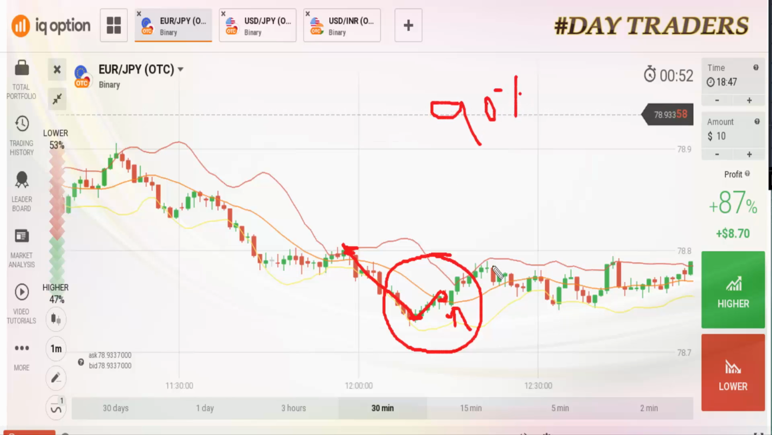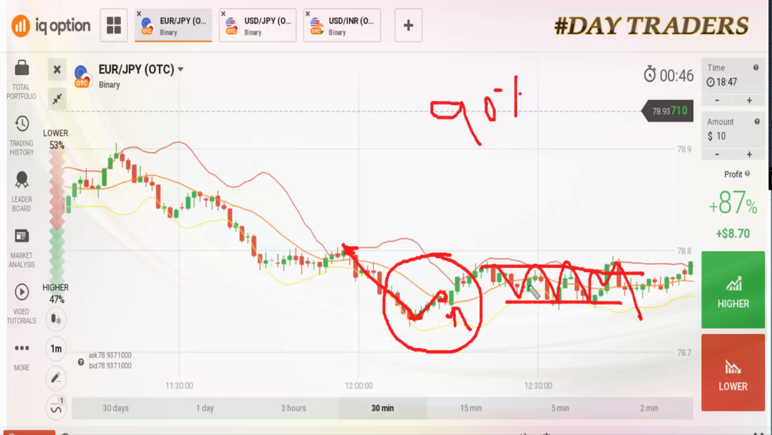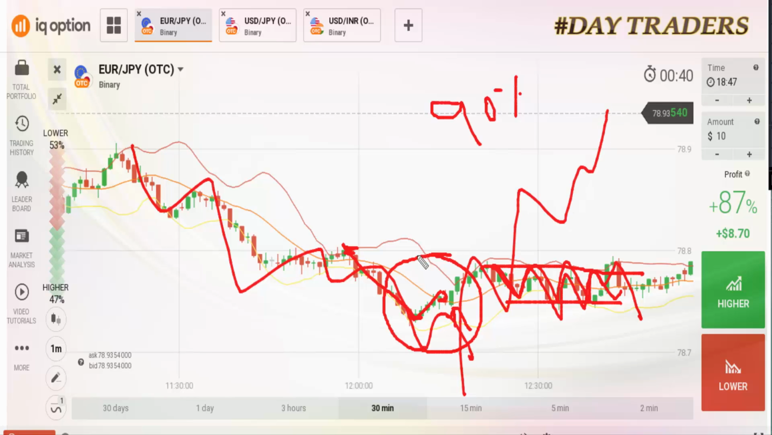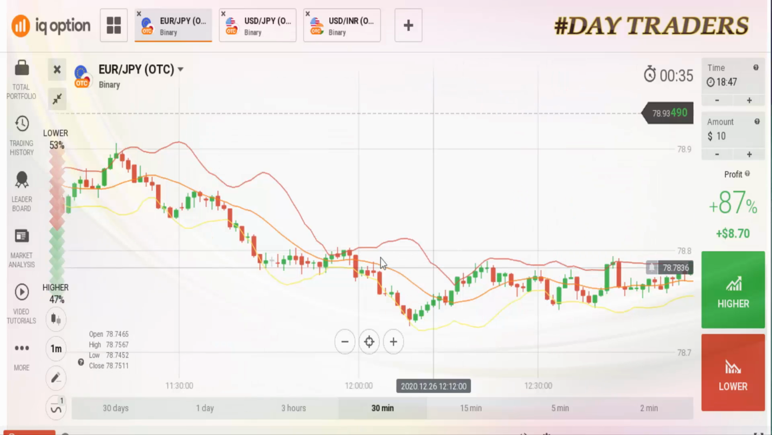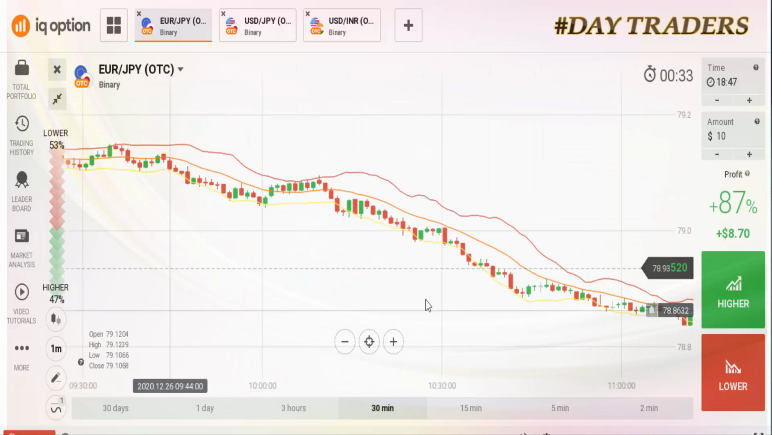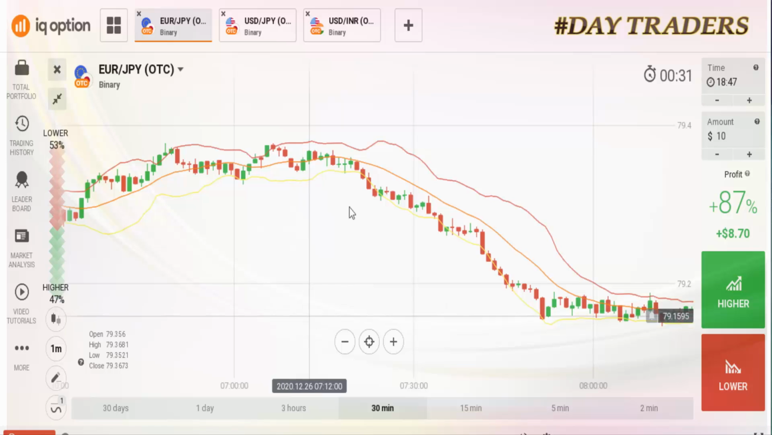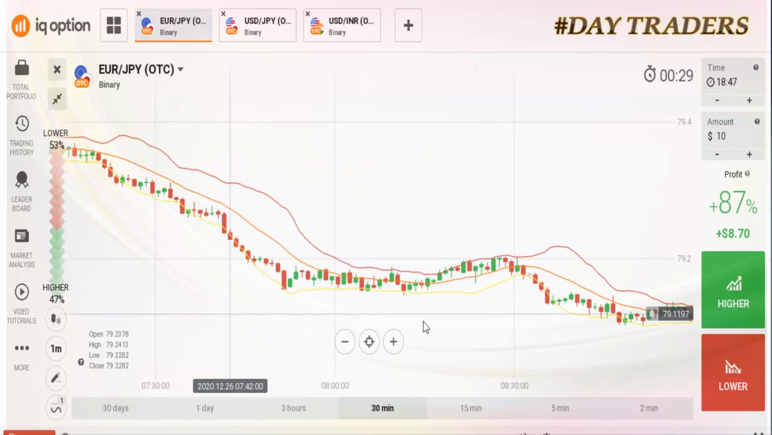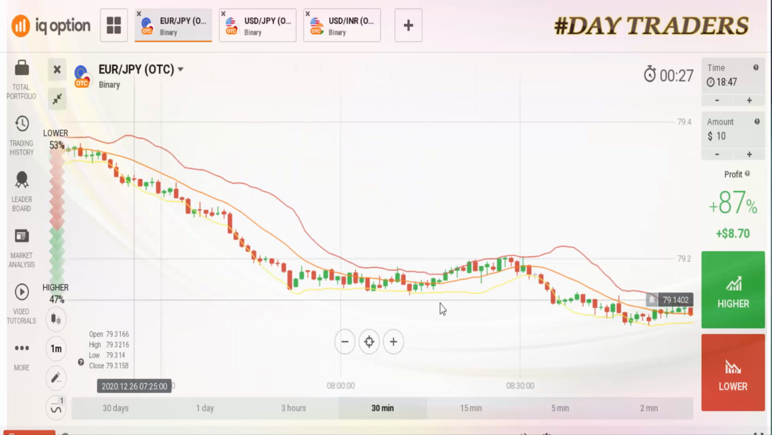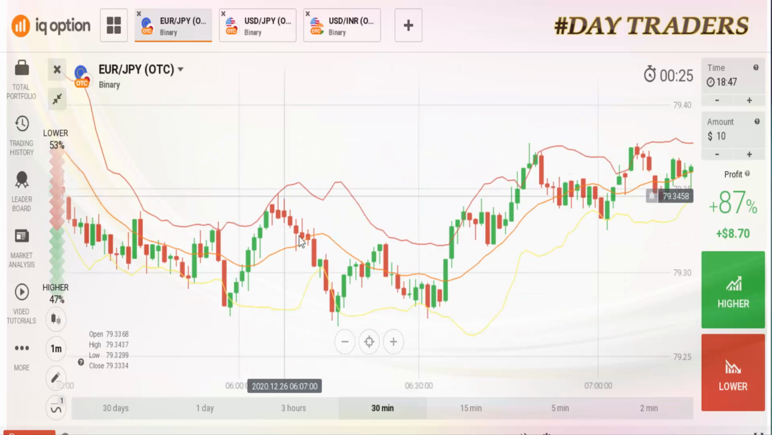Now this type of market, what is this? Don't use this ranging market. Okay, this type of ranging market is not working. After this, a downtrend market or uptrend market gives a good winning ratio. Okay, let's see, this is a downtrend market, this is a ranging market. Okay, don't use the ranging market, and this is a good market.